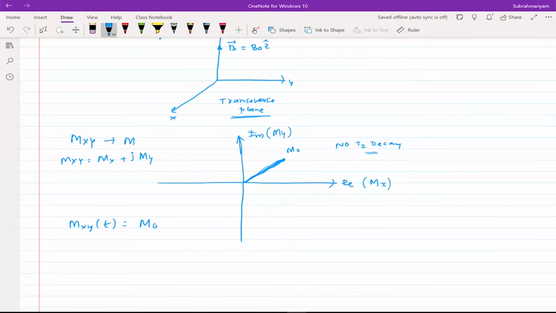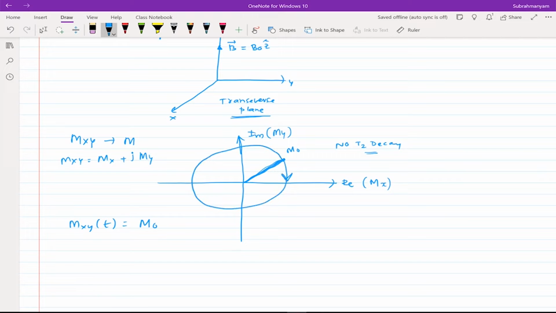In the next step, we will come to the decay part. So what would be the mxy value with this? Can you tell me the expression, or first tell me what would happen? It will go in a circular path. Correct. Very good. So it keeps rotating here.